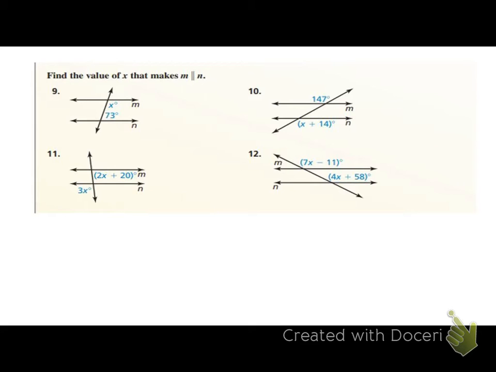Alright, so in number 9, find the value of x that makes m parallel to n. What relationship do these two angles have? They're consecutive interior. And again, what do we know about consecutive interior angles? They're supplementary. So then to find x, we do 180 minus 73, which is 107. Which we actually need to pause. Go and put 107, and then we have a few more things to review.